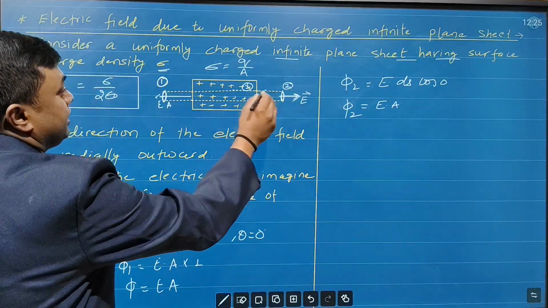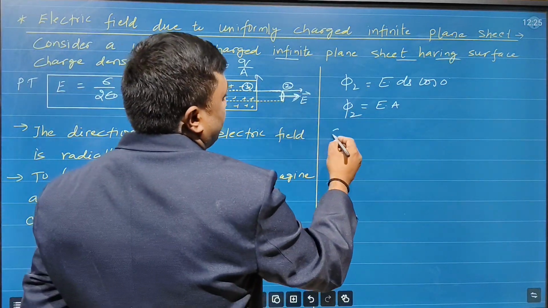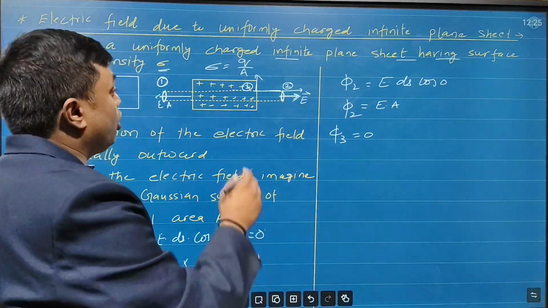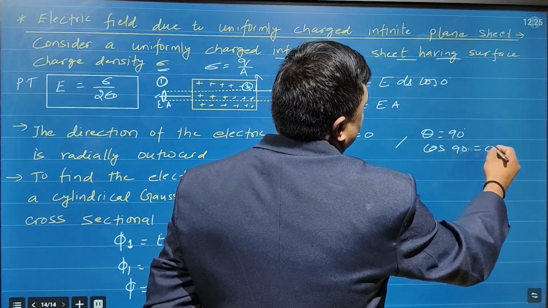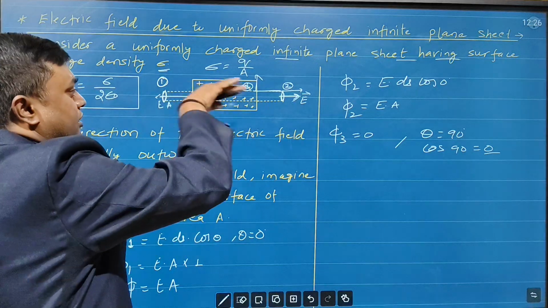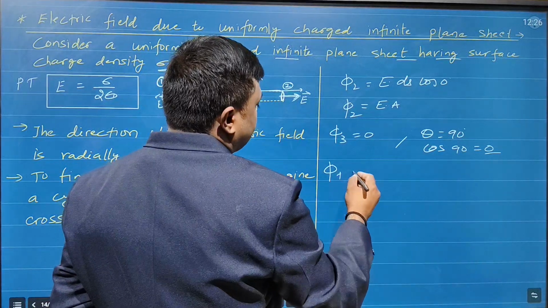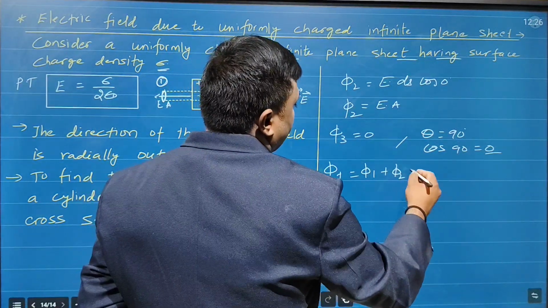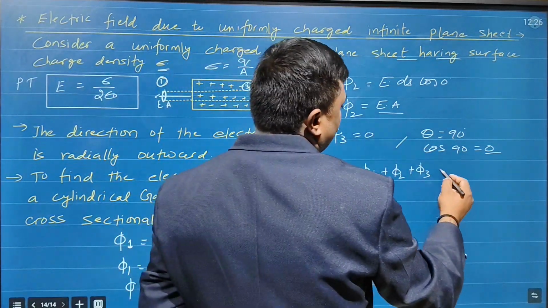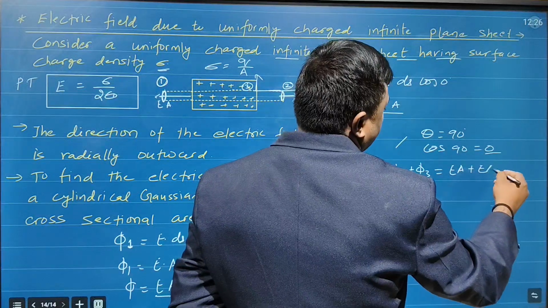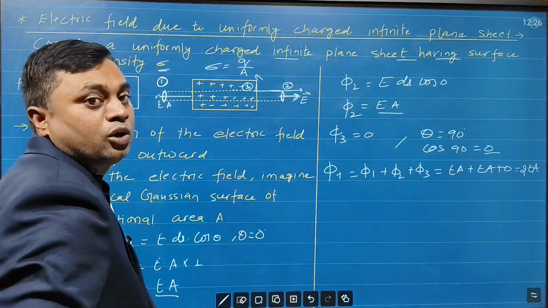Now what will be the flux through the third surface? You can see the area vector is in this direction and the electric field is in this direction. So flux through 3 will be 0. How? Because theta is 90 degrees, and we know that cos 90 is 0. So the flux through the curved surface is 0. Is it clear? So what is the total flux? Flux due to surface 1 is EA, surface 2 is EA, plus 0. That is 2 times EA. This is the total flux through the Gaussian surface.